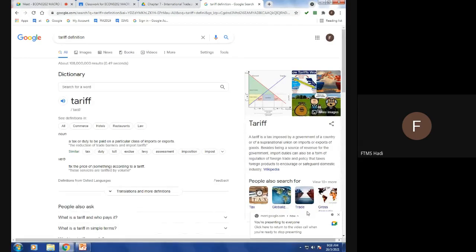Okay, as you can see, tariff here is a tax imposed by a government of a country or a supranational union on import or export of goods. In Malay, we can say cukai import. If the country wants to import from another country, that exporter will charge a tax. Let's say Malaysia wants to import cars from Japan, and then Japan will impose a tax as an import or extra fees that Malaysia needs to pay. That is what tariff is all about. The tax imposed on import, or sometimes export also has some tax as well. That is a tariff.